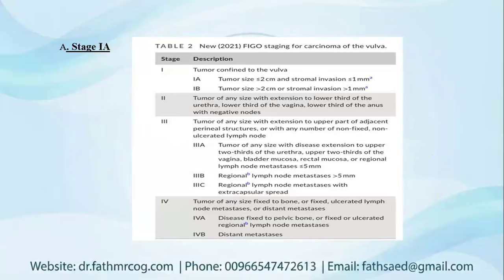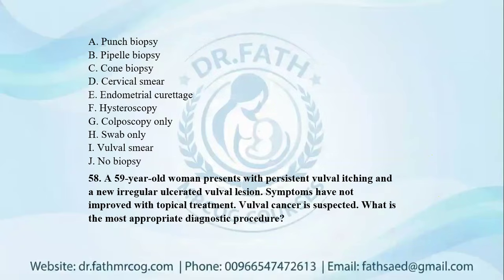And remember the punch biopsy and excisional biopsy for vulval cancer. It is not incisional, it is punch. A 59-year-old woman presents with persistent vulval itching and a new irregular ulcerated vulval lesion. Symptoms have not improved with topical treatment. Vulvar cancer is suspected. What is the most appropriate diagnostic procedure for this patient?